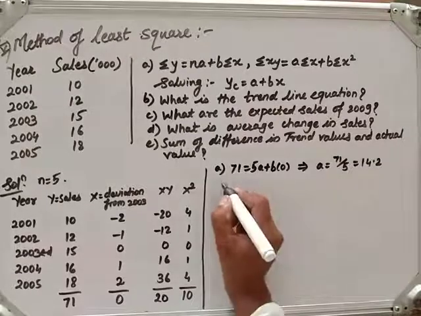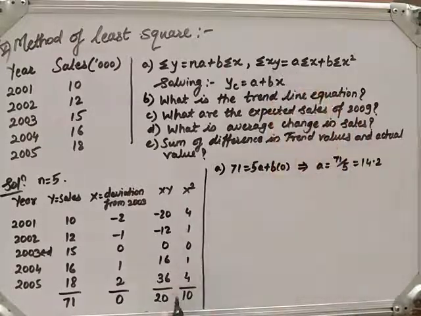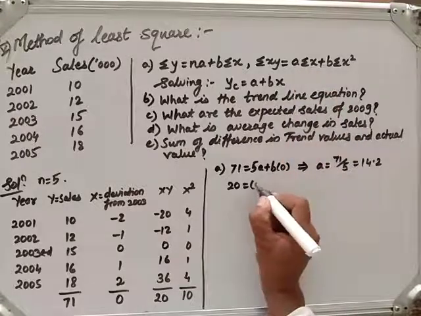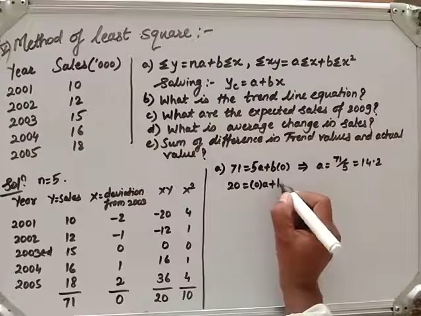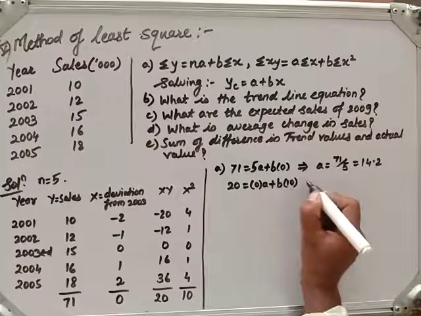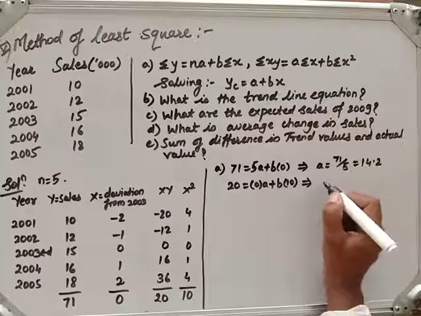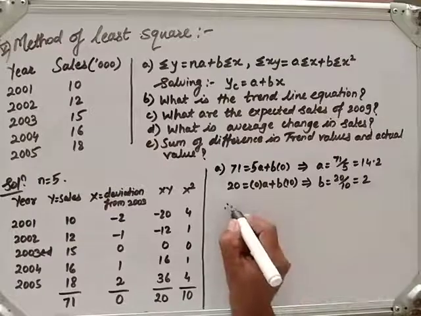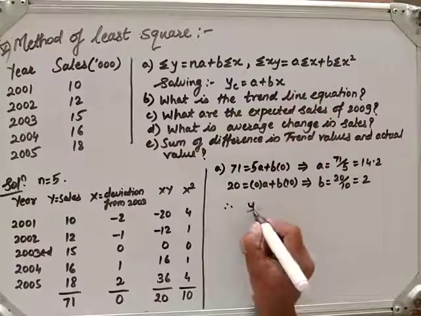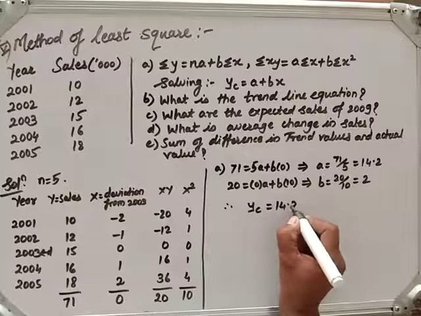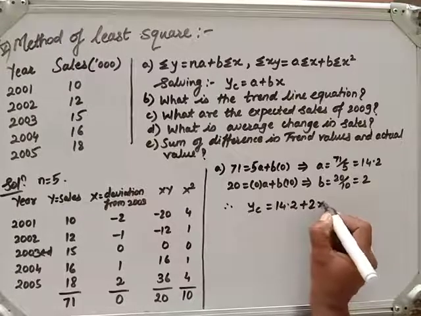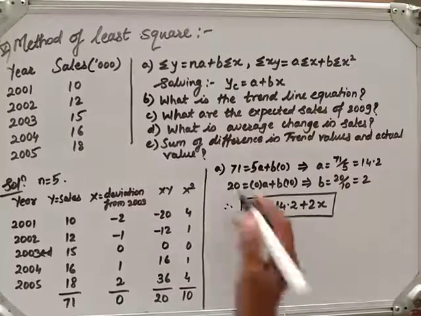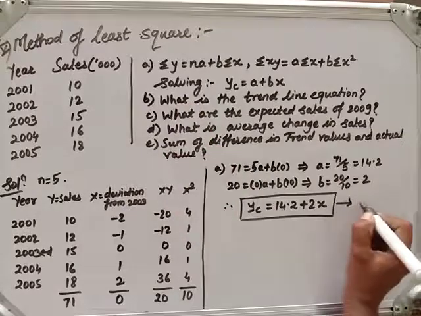Next, summation xy is 20. So 20 is equal to summation x into a, so 0 into a, plus b into summation x square, which is 10. So b is equal to 20 by 10, and that is 2. Therefore we get the trend equation, yc is equal to 14.2 plus 2x. This is our trend line equation, right? This is the answer for B also.